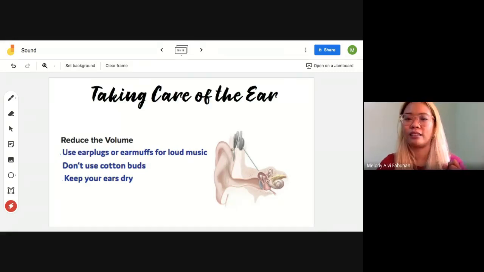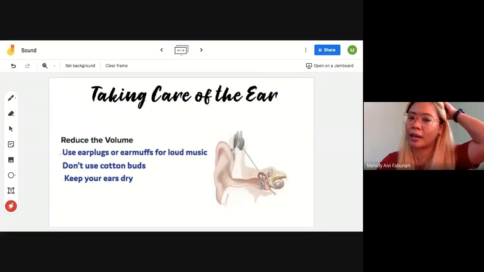And do not self-medicate. Do not diagnose or prescribe medications for yourself or for others.